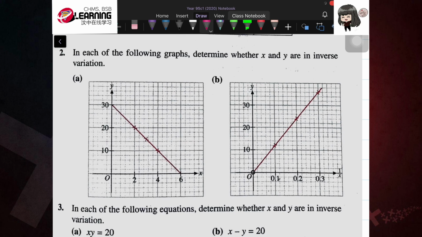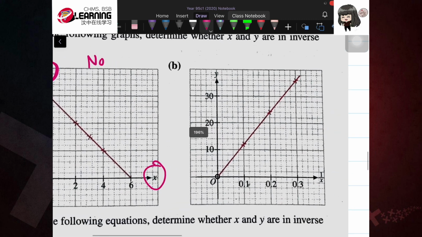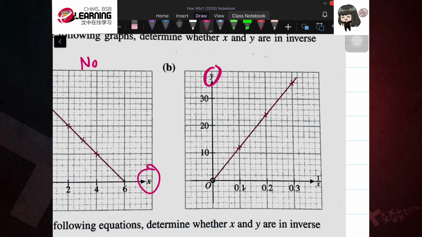Okay, so part A, is this considered an inverse variation? It's no. Okay, it's not inverse variation. Why? Because for y against x, it will be a hyperbola graph, but this is not a hyperbola, so it's not inverse.